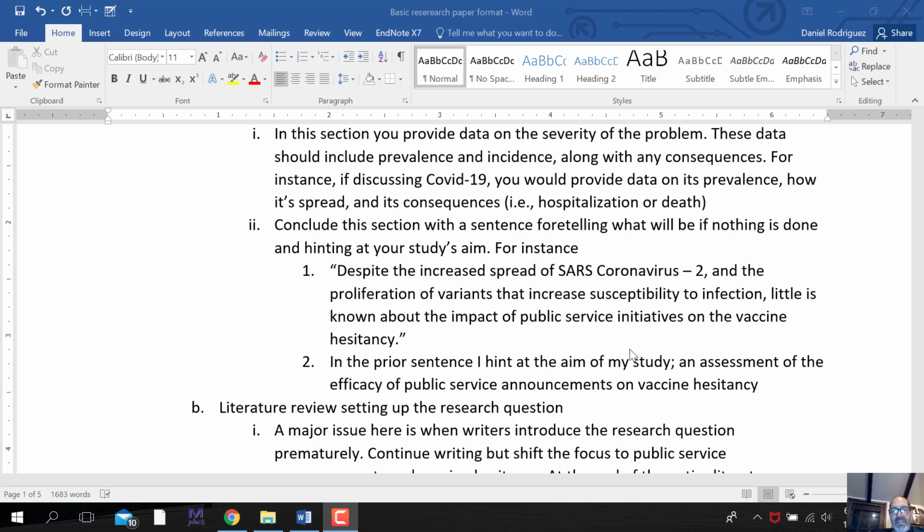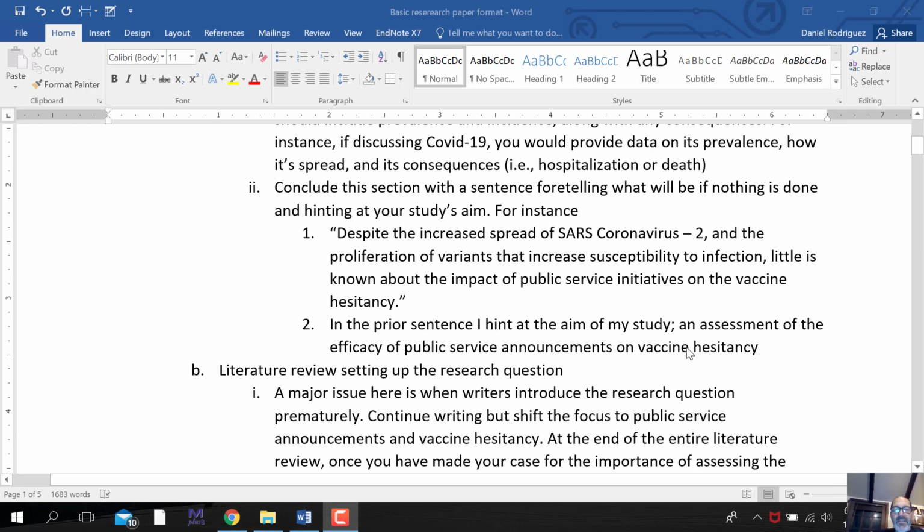So this would, for instance, be a study where we're looking at the relation between public service announcements and vaccine hesitancy. So I was talking about how, despite the horrific nature of this problem, we don't really know anything about the impact of public service announcements or initiatives on vaccine hesitancy. Because vaccine hesitancy is a problem.